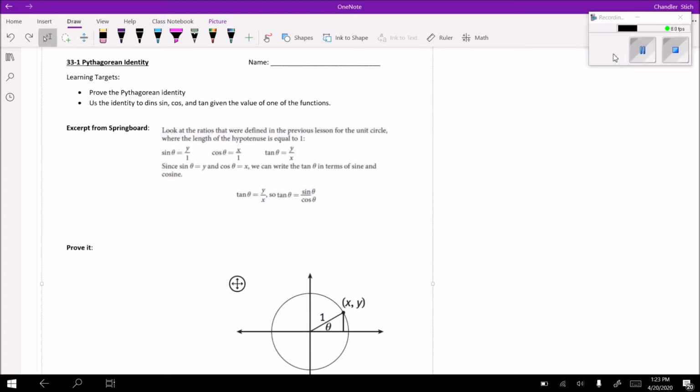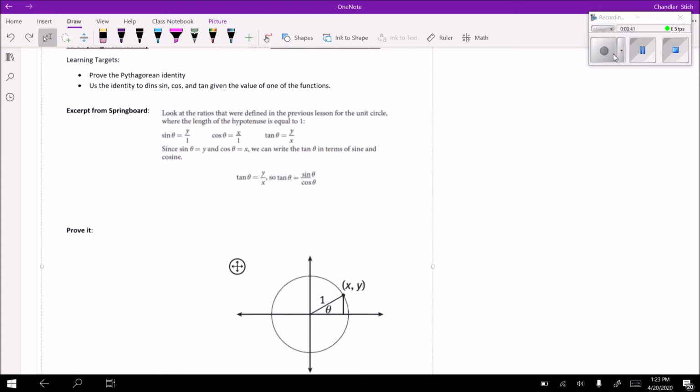We'll start by using an excerpt from Springboard. So look at the ratios that were defined in the previous lesson of the unit circle, where the length of the hypotenuse is equal to 1. So we're given that sine of theta is equal to y over 1, cosine of theta is equal to x over 1, tangent of theta is equal to x over y.